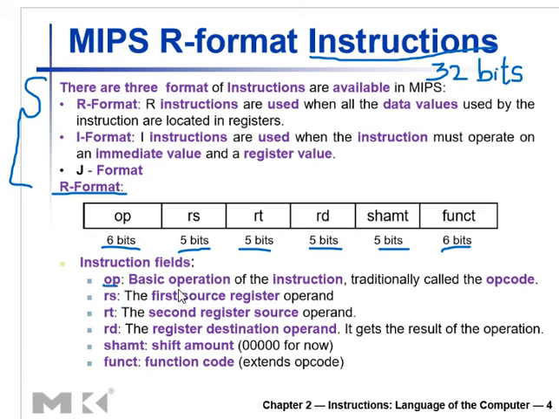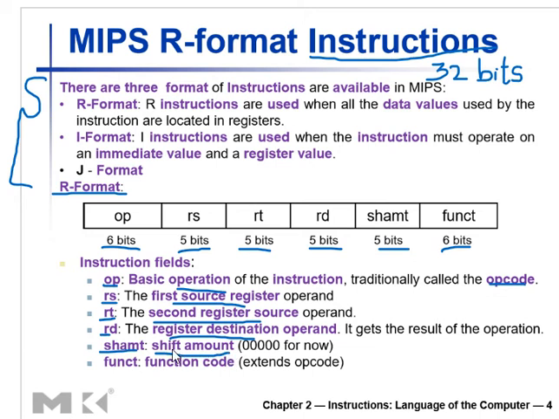Opcode means the basic operation of the instruction. We call it opcode. RS means first source register. RT means second source register. And RD means the destination register. Okay, and SHAMT is the shift amount.